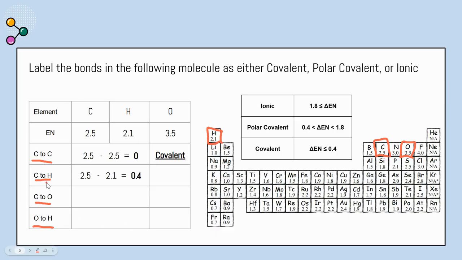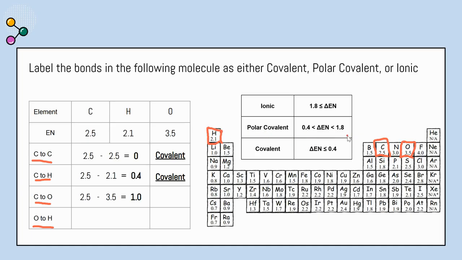Carbon to hydrogen, our second example. Carbon has an electronegativity of 2.5 minus hydrogen's electronegativity of 2.1 gives us an overall difference of 0.4. That again puts us just at the edge of this covalent range. It is equal to 0.4, and we go with covalent in that case. Carbon to oxygen, 2.5 minus oxygen's 3.5. Remember, we don't care about negative, so it's just going to be the value, 1.0. And 1.0 puts us right in this polar covalent range, kind of right in the middle.